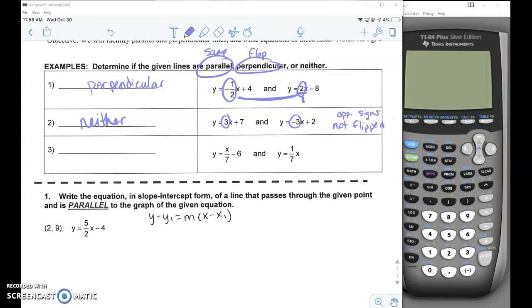Number 3, y equals x over 7 minus 6, and y equals 1 over 7x. Remember that in front of this x there's really a 1, so our slope is 1 over 7, exactly the same as our second line, 1 over 7. Since our slopes are exactly the same, these two lines are parallel, they never touch.